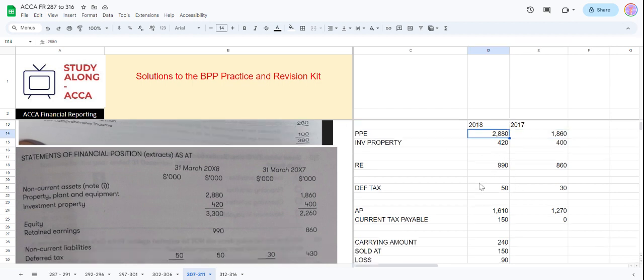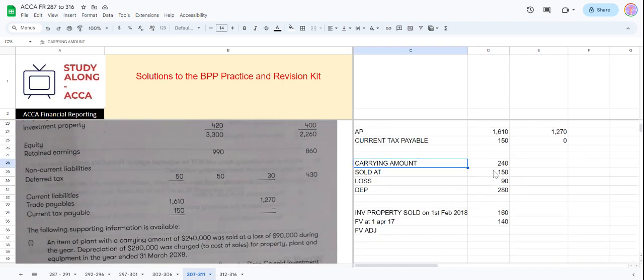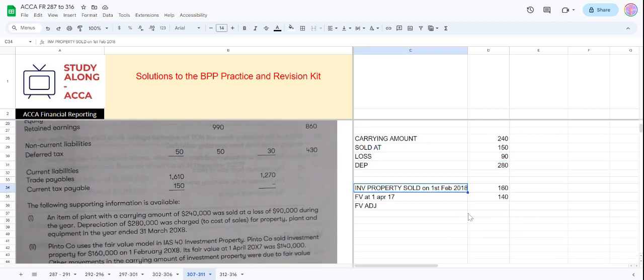thousands. And then there is an asset whose carrying amount is 240. It was sold at a loss of 90k, so they still return 150, that means. And the depreciation charge before selling this property was 280k. They sell another investment property on 1st February 18 for 160, and its fair value when it was acquired was 150. Other changes are due to fair value adjustment.